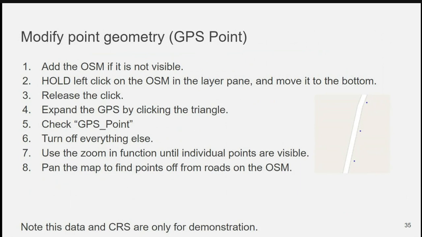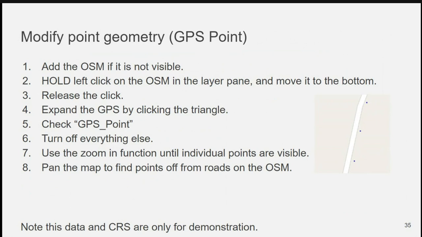Let's modify point geometry that are GPS points we have obtained. As you can see in the figure, some points are off from the road. So add the OSM if you cannot see the OSM layer. Hold left click on the OSM in the layer pane and move it to the bottom, and then release the click.